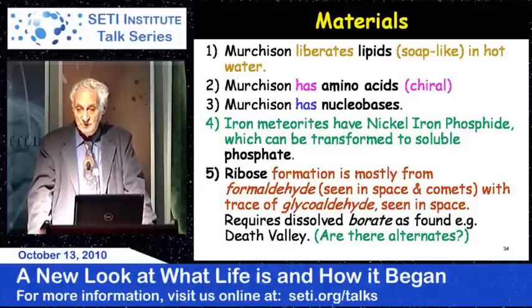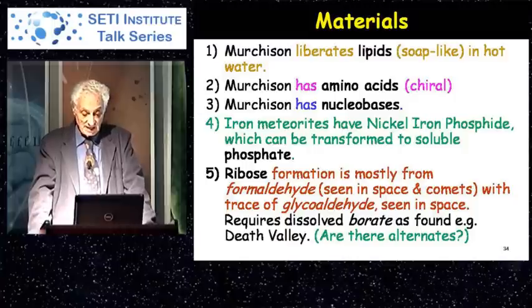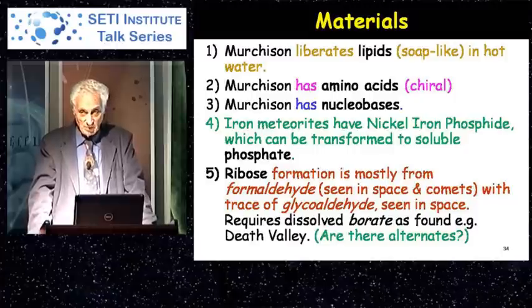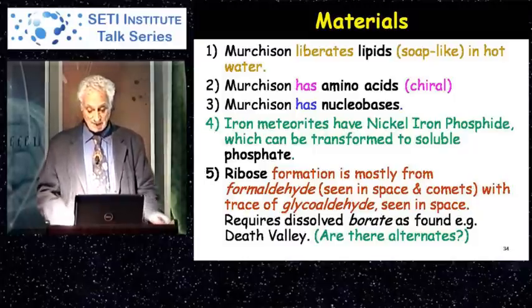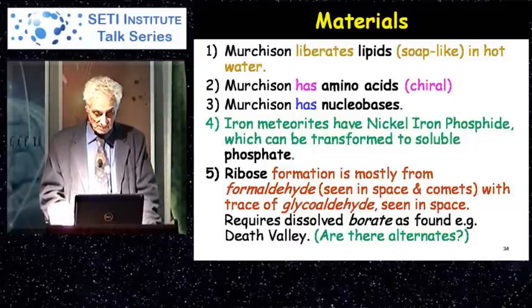It's not clear that we really know how they arose, but iron meteorites have nickel iron phosphide, which can be transformed into soluble phosphate. And ribose could form from formaldehyde if that got to Earth, if it managed to stay together, and if there were borates in the place where it was. A lot of ifs there. Maybe ribose arose that way, maybe some other way.